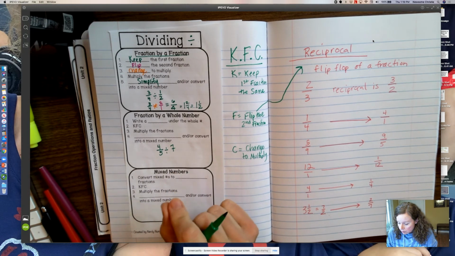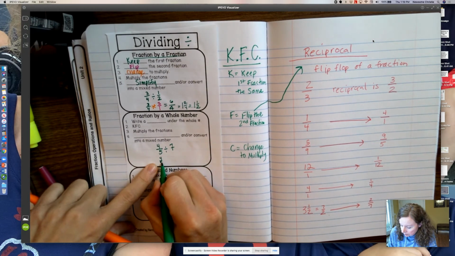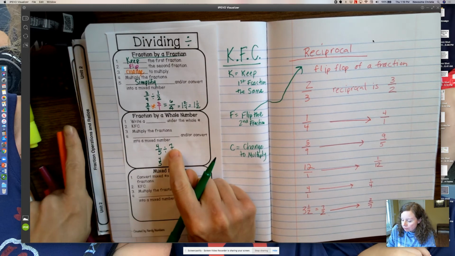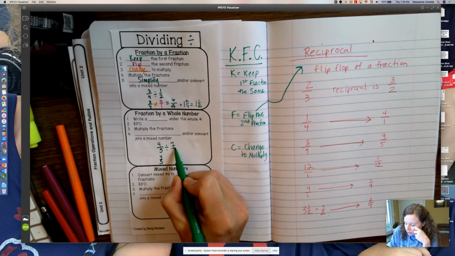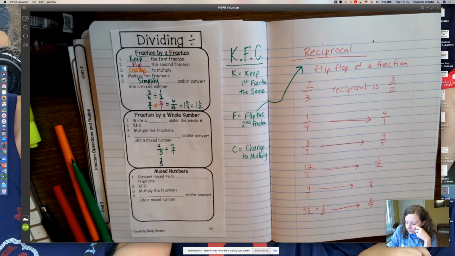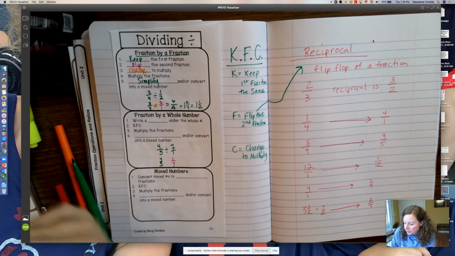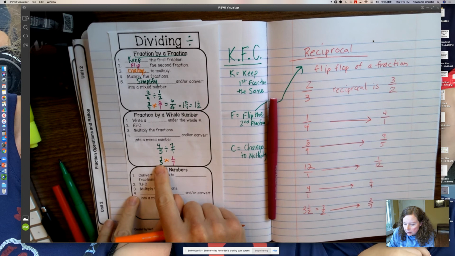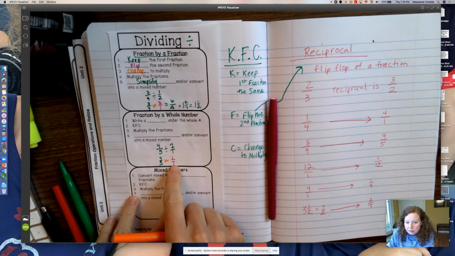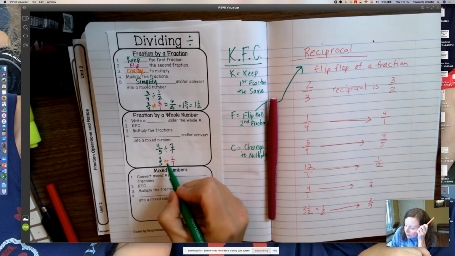Well, we're going to keep the first fraction the same. We are going to flip the second one. So we've got to remember 7 is a whole number. We should kind of put it over 1. And then to flip it, it becomes 1/7. And then we change it to multiplication. Keep the first fraction, flip the second fraction, change it to multiply. Multiply by the reciprocal. And now it's just a multiplication problem.